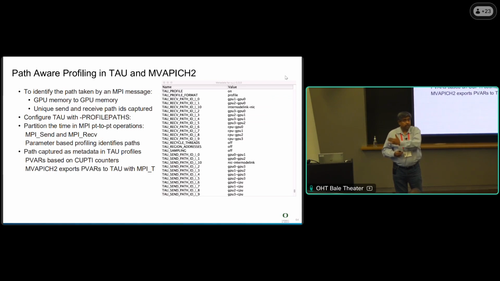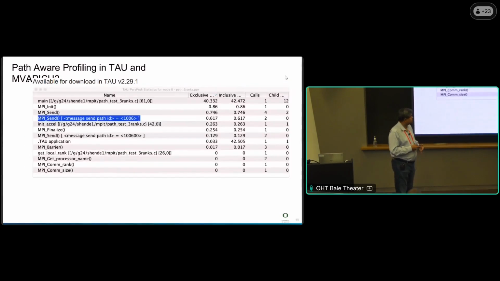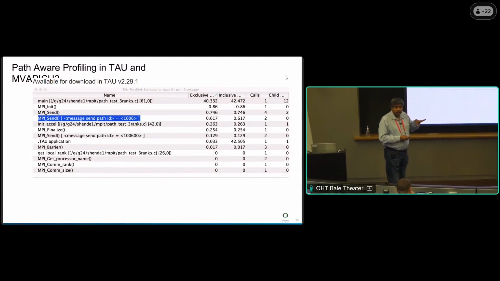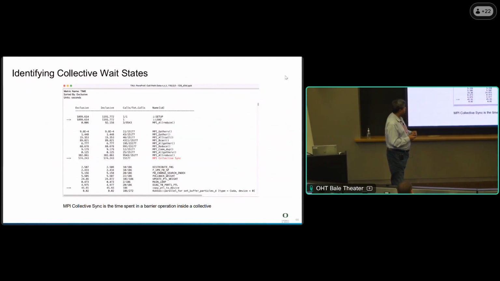That path that the message takes can be charted out using Tau with the help of the information that's provided by MVAPICH. And here are examples of the path IDs where you can see the time spent in that path.